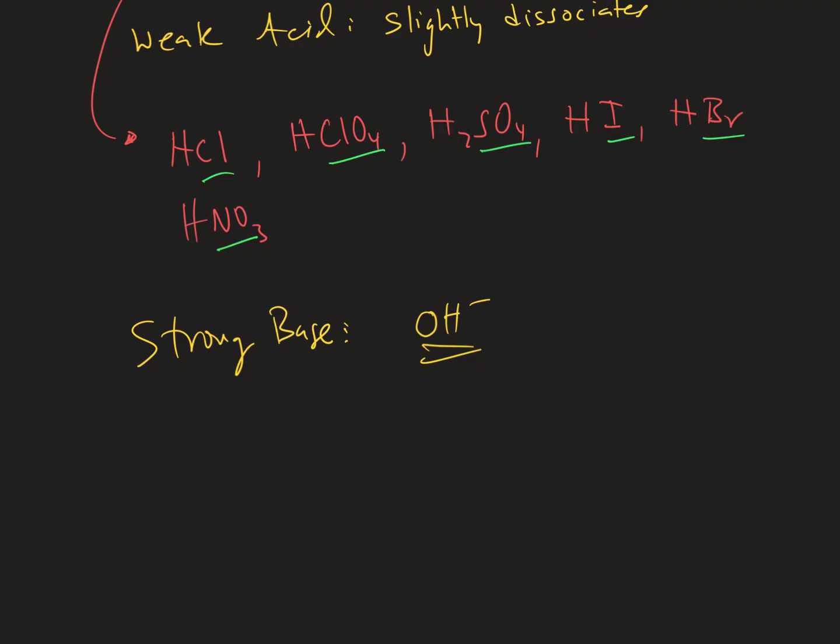And examples of weak bases that we need to know. Weak bases are anything with a negative charge on it that can accept a proton, right? So one weak base that we need to know that doesn't really follow that pattern is NH3, ammonia. We talked about that. Because if it accepts a proton, it becomes the ammonium ion.